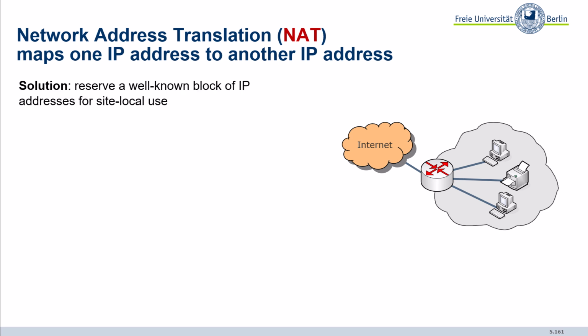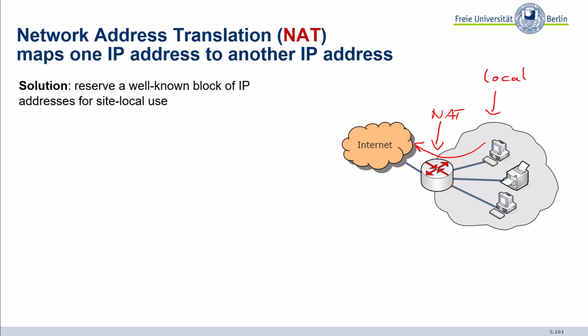What we can do is reserve a well-known block of IP addresses for site local use. So within this site, we can say this is local, and here I can use whatever IP addresses I want. Well, really? Don't they have to be globally unique? What happens if I send out a packet with an IP address that doesn't belong to the network but belongs to a computer somewhere else? Doesn't this cause problems? Yes. And this is exactly why we have NAT in between that translates the addresses.